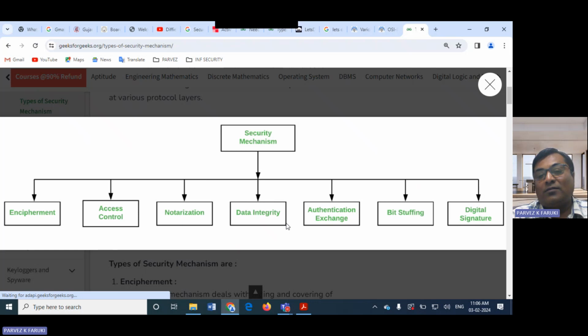sent by the server. Then there is something called authentication exchange, which is also a security mechanism. So what is an authentication exchange? Authentication exchange is a mechanism wherein a server verifies the client. And remember, a client as well can verify the server. So it's a two-way street.